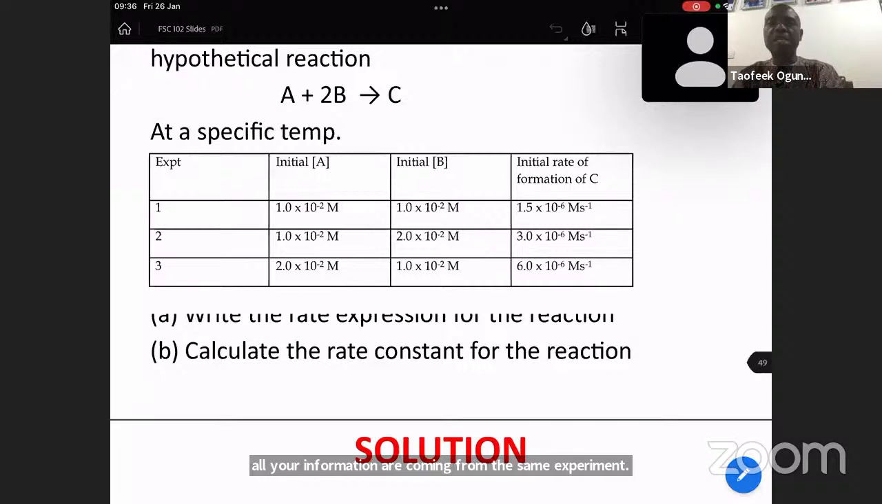You can't take concentration from experiment 1 and go and take your rate from experiment 2. No. If you want to determine the rate constant, you must use the same experiment. So if you use experiment 1, whatever you're going to get should be the same as if you're using experiment 2. It should be the same as if you're using experiment 3.